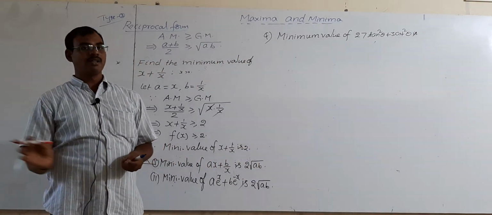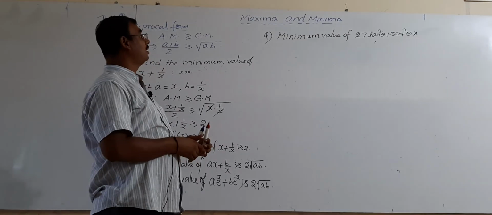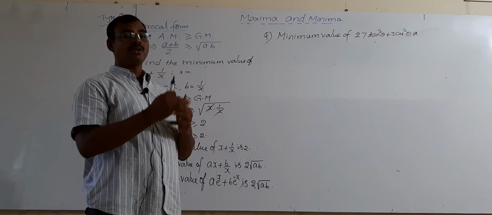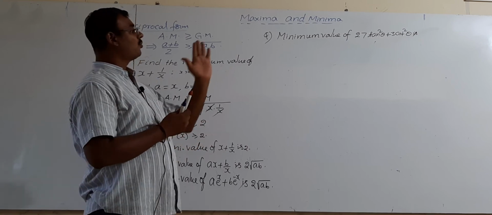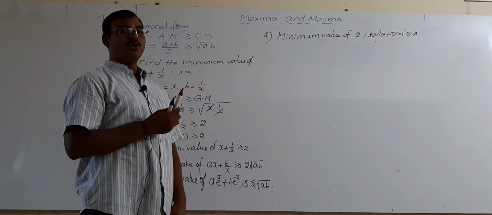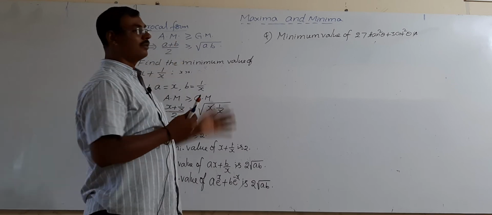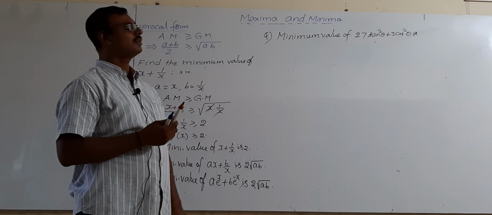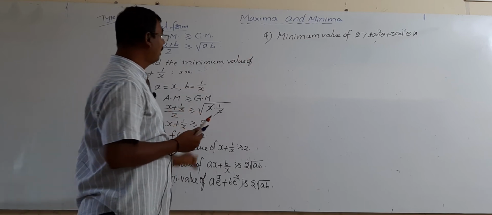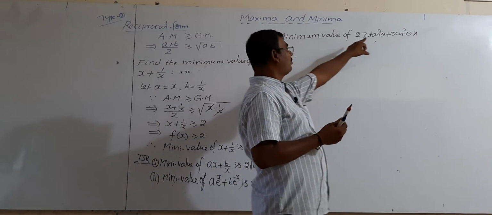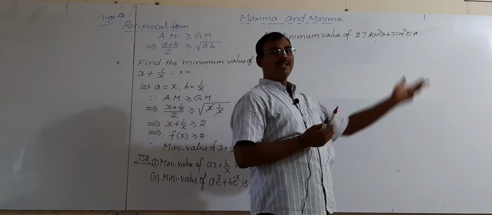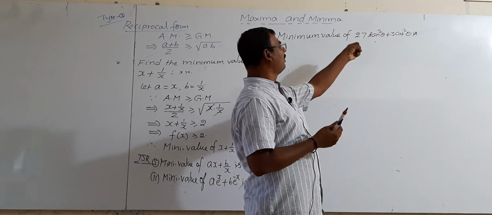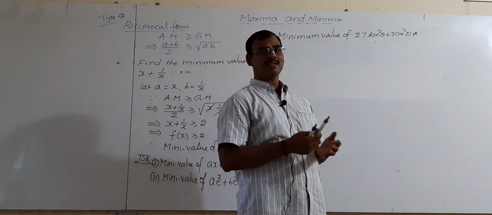Before going to solve a problem in maxima and minima, what type of method is given? Is it quadratic form? Is it cubic form? Is it reciprocal form? Is it a word problem? We have to think about this first, then we can easily answer. Observing, what do we see? Tan and cot. Aren't they reciprocal terms? Yes, tan's reciprocal is cot.